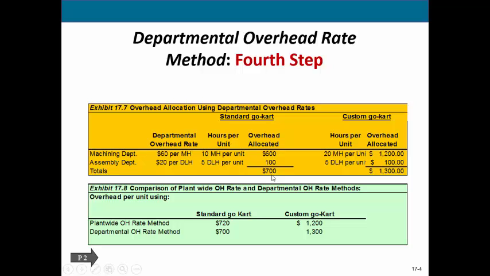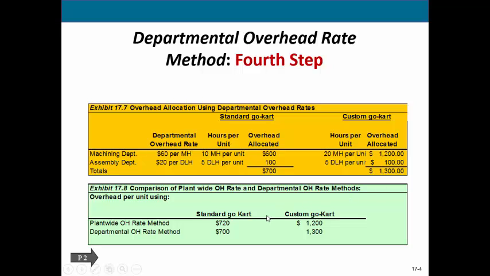We'll do the same basic process for our custom go-kart. We're still going to use the same departmental overhead rates, but they're going to be multiplied by the correct driver for the custom go-kart. So we're using 20 machine hours and 5 labor hours. So you can see here in the end we have $1,300 going to the custom go-kart.